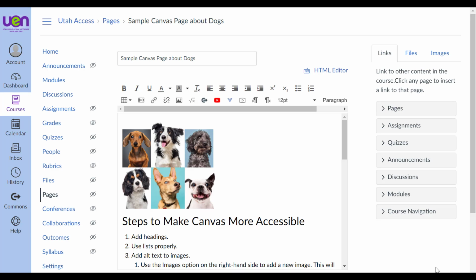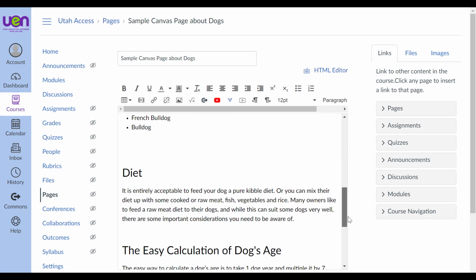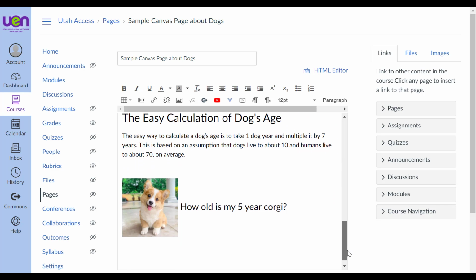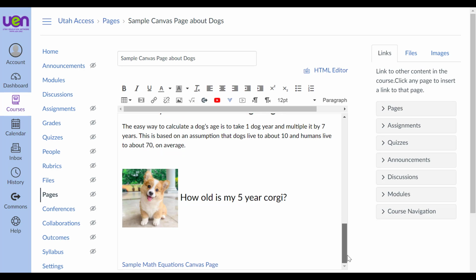The last thing to discuss is how to use the equation editor to make accessible equations. First, let me scroll down to the section that talks about calculating a dog's age, using the formula of one dog year multiplied by 7, we can figure out how old the 5-year-old corgi is in human years. So what I'll do is go up to the top and look for the Insert Math Equation option in the text editor.